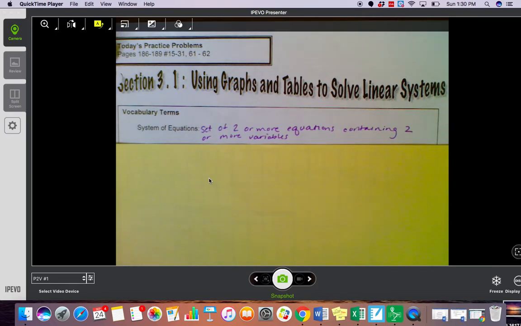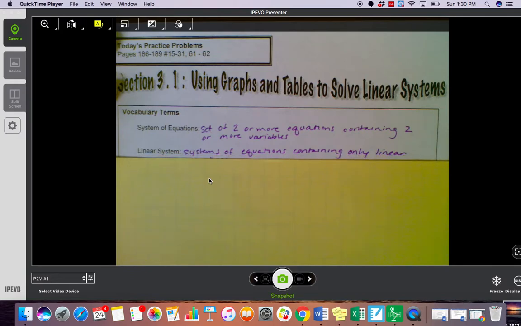Systems of equations are a set of two or more equations containing two or more variables. So basically it's just two equations that you're solving instead of just one, or graphing. A linear system is a system of equations containing only linear equations.